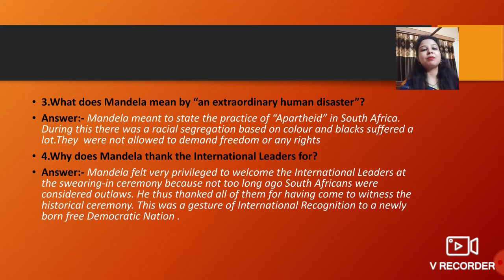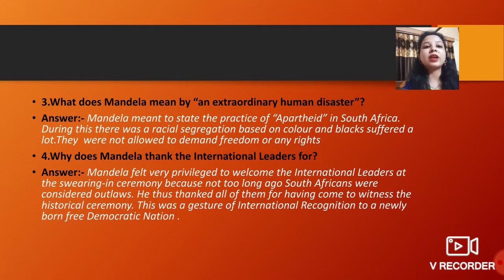What does Mandela mean by an extraordinary human disaster? What does this line mean? An extraordinary human disaster? Mandela meant to state the practice of apartheid in South Africa. So we have already heard about this word apartheid in the chapter, that it was a government policy introduced by the Britishers to segregate the human race on the basis of color. That is, they treated the black Africans as slaves and also made their life miserable. They thought them to be inferior creatures, right? So that was the apartheid policy, and Mandela throughout his entire life fought against this policy.